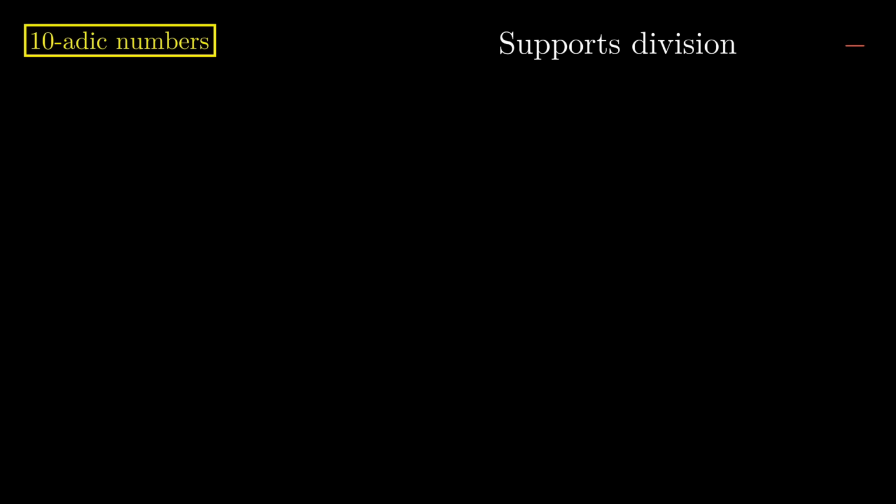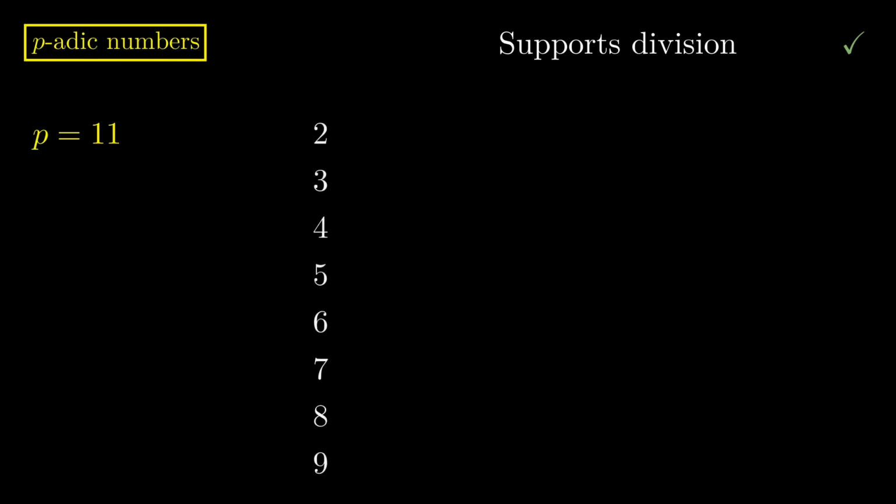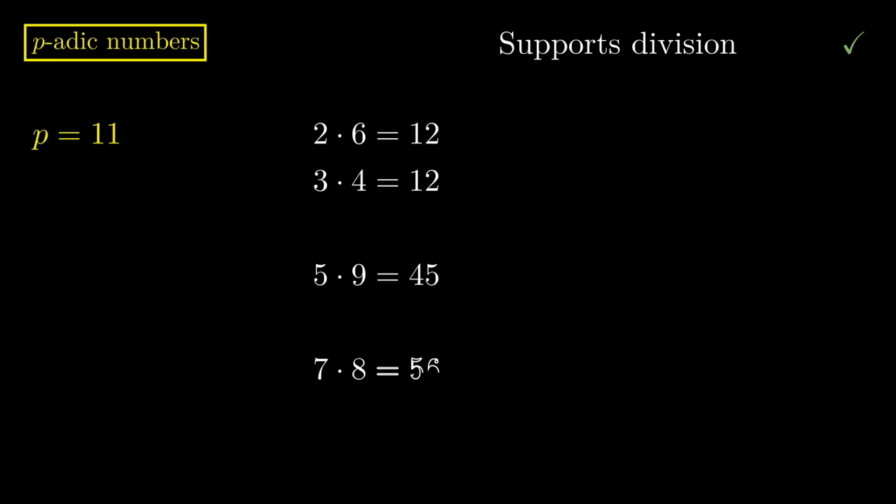The good news is that this problem disappears if we replace 10 with a prime number. If p is a prime, then the p-adic numbers do support division, of course as long as we're not dividing by 0. The reason that primes have this property is a little outside the scope of this video. But it comes down to the fact that the numbers from 2 to p minus 2 pair up with each other perfectly, so that when you multiply each number with its pair, you get a number that is one more than a multiple of p.